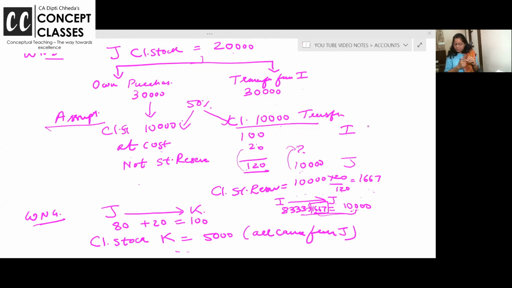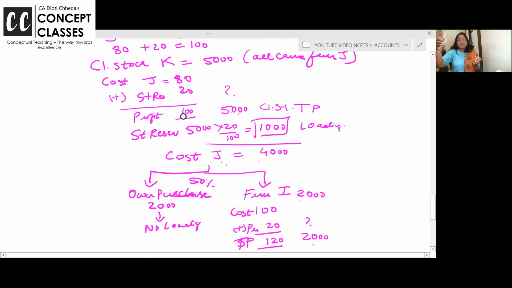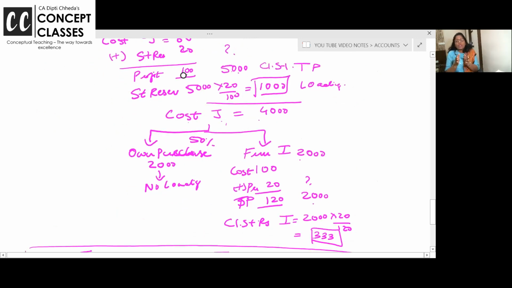So just look. I am saying to J, I am sending you 10,000 goods which are there in your stock, and 10,000 is your own stock at cost. So in my 10,000, 1667 is the loading. Yes. Same way, J to K. K, in your closing stock 5,000, 1,000 is the loading for J. Okay, then the cost is 4,000. But in 4,000 cost of J, 50% is J's own purchase and 50% has come.